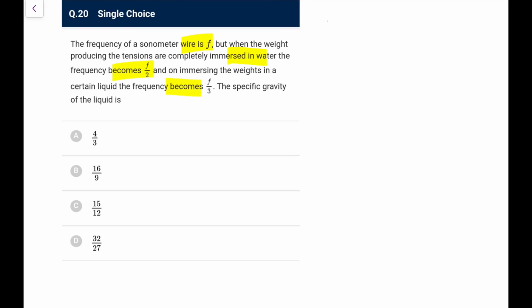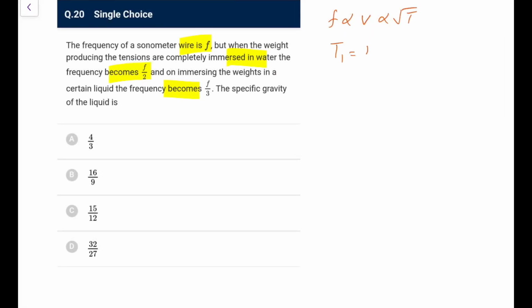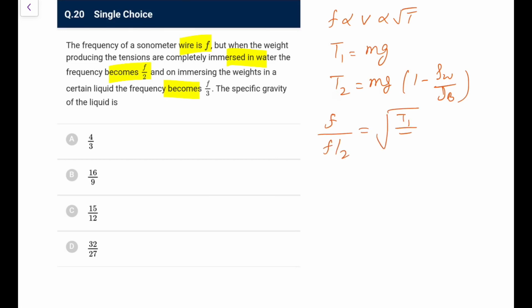So you know that the fundamental frequency depends on root T. Now in the first case, the tension T1 would be equal to mg. In the second case, it would be mg times 1 minus rho of fluid, that is rho of water upon rho of body. So in the first case the frequency is F, in the second it is F by 2, that would be equal to root of T1 by T2.